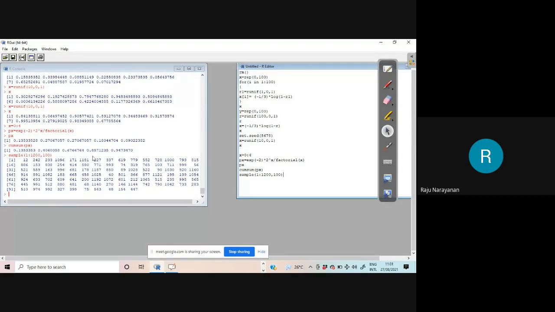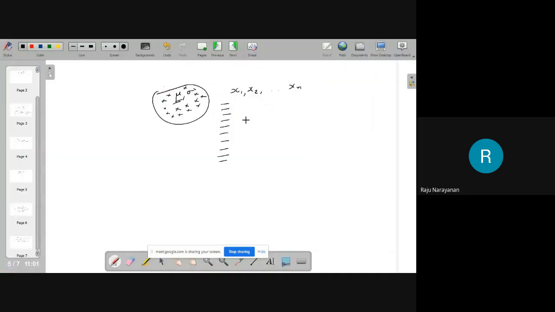Then, since this is a random sample, we can easily assume that the sample is a true representative of the population. Therefore, the best thing we can assume is that the sample mean is an estimator of the population mean.